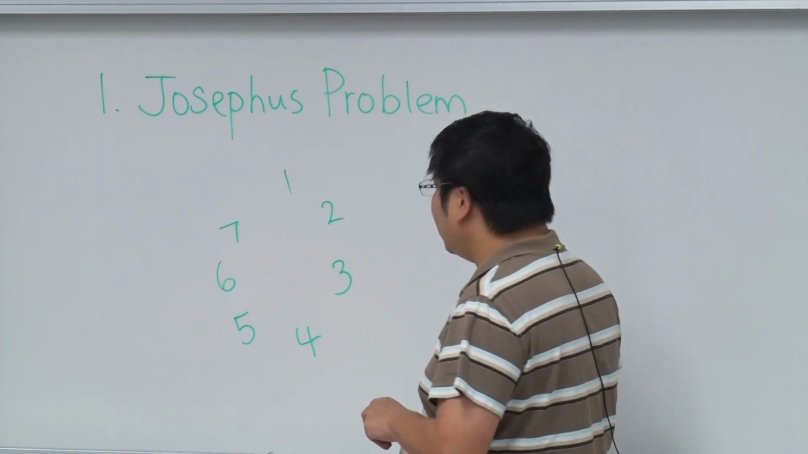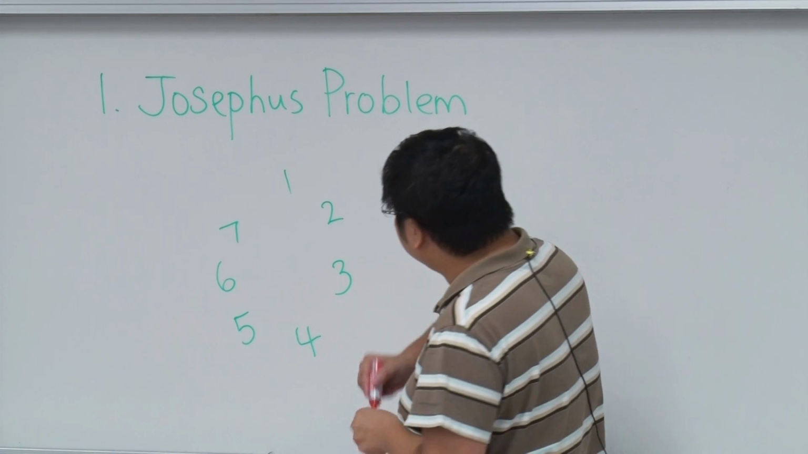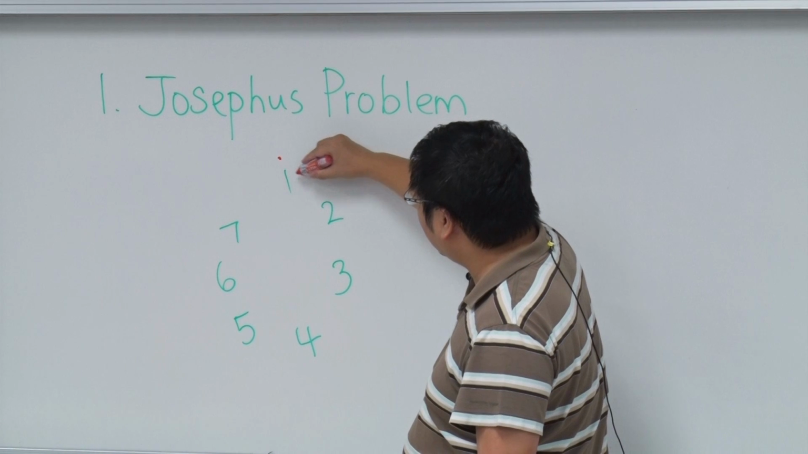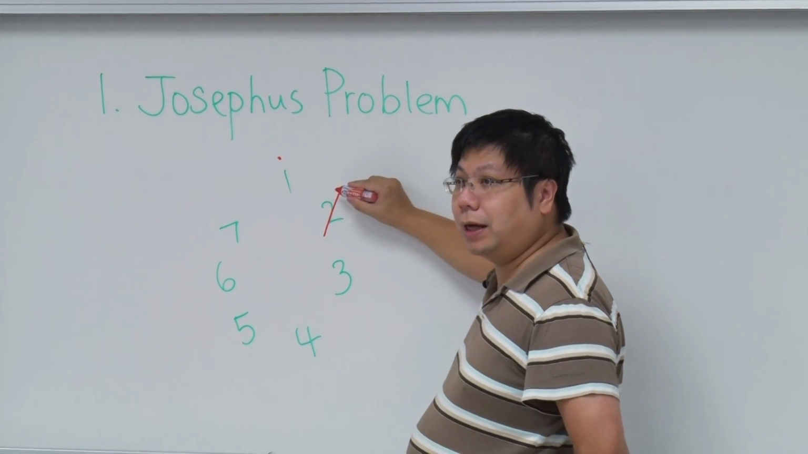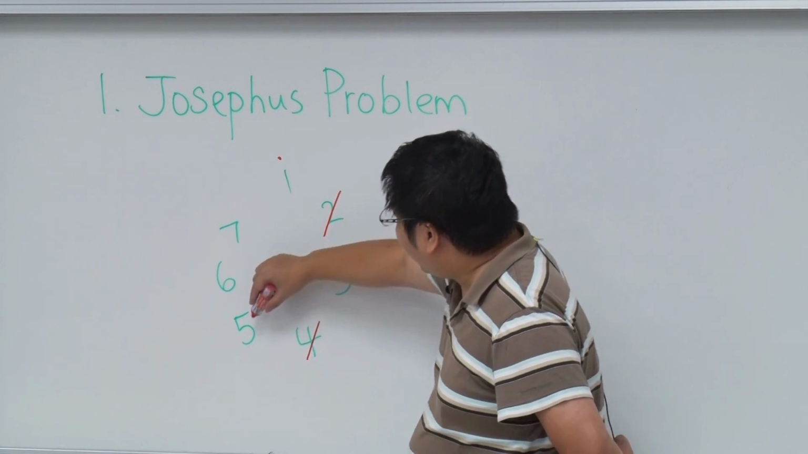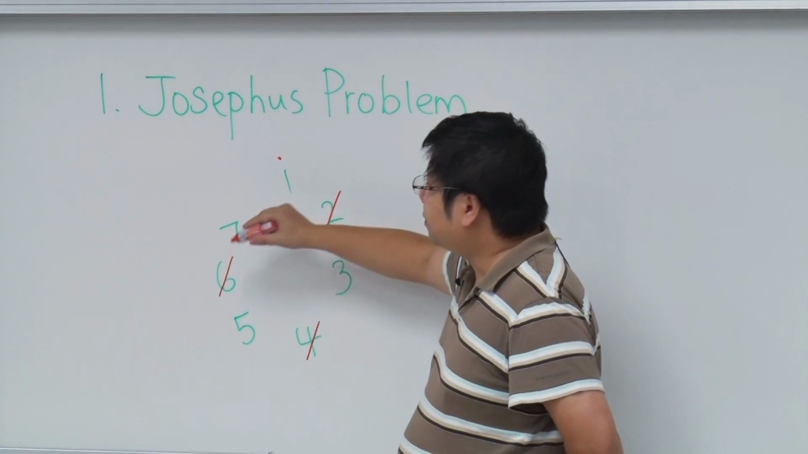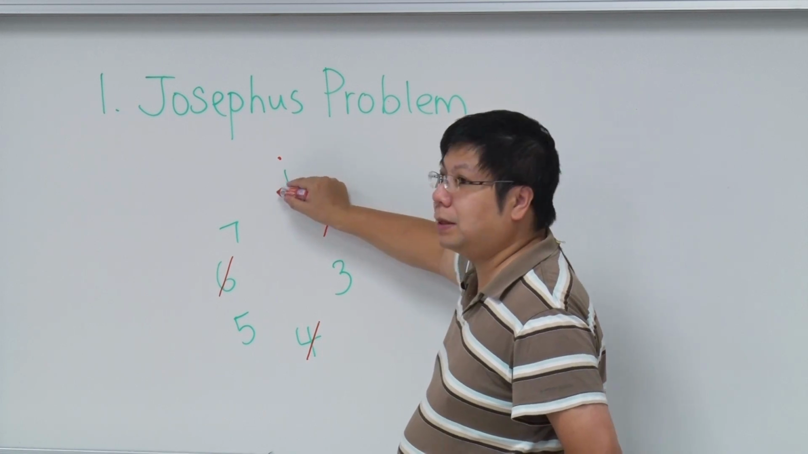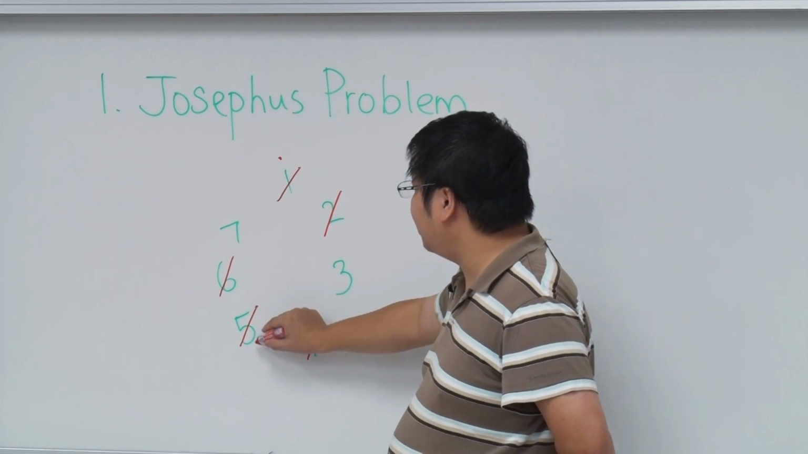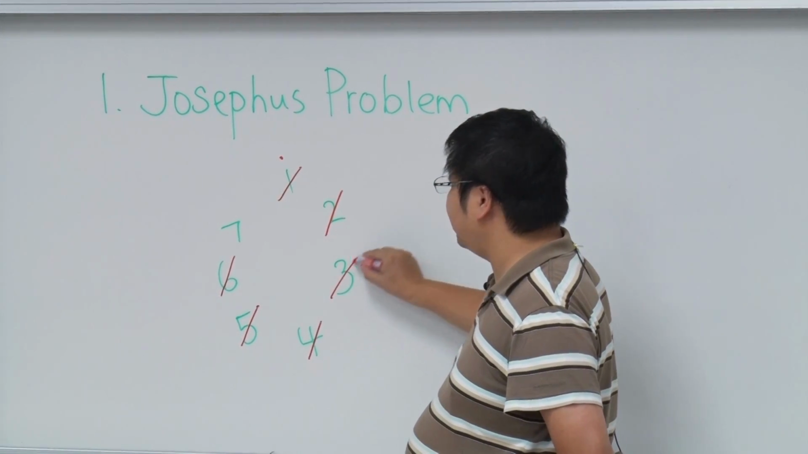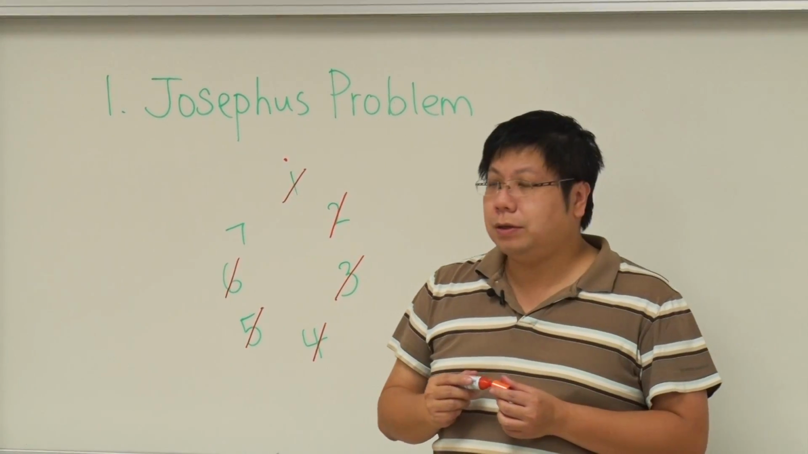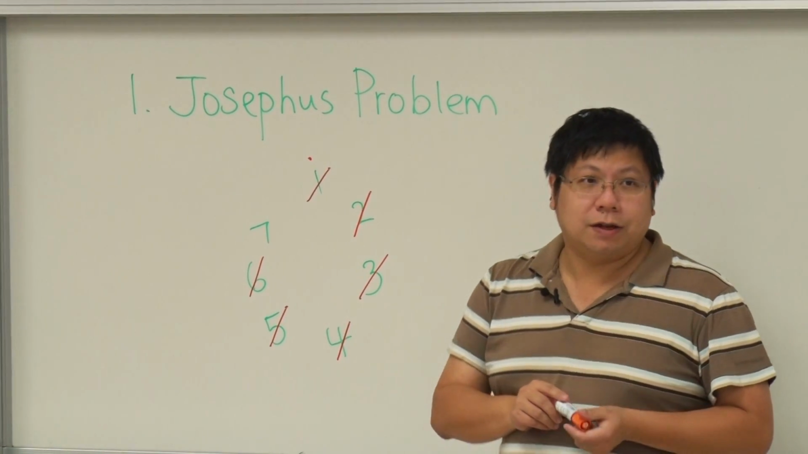We are going to eliminate every second person. This is the starting point. So 1 and 2, I will eliminate 2. Continue, 3 and 4, I will eliminate 4. 5 and 6, I will eliminate 6. 7 and then 1, I will eliminate 1. Then 3 and 5, eliminate 3... I mean eliminate 5, and then 7 and 3, eliminate 3. In general, if we have n people, we spend n minus 1 rounds of elimination.